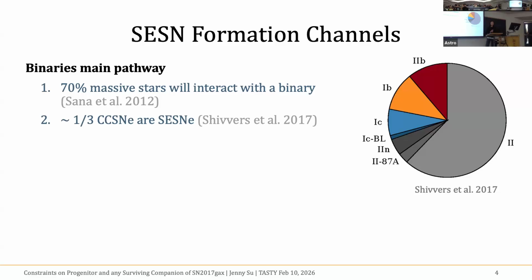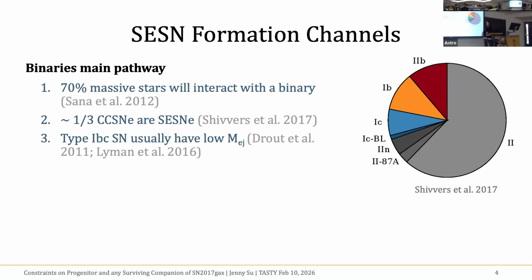So here I have a pie chart, where all the colored portions are the percentage of core collapse supernovae that are stripped. And this is a pretty high percentage. Through initial mass functions, we don't have that many high mass stars for them to go through self-stripping by themselves. So this means that binaries play an important role. And then thirdly, type Ibc supernovae usually have low ejecta masses, indicating that those progenitors are also lower mass.